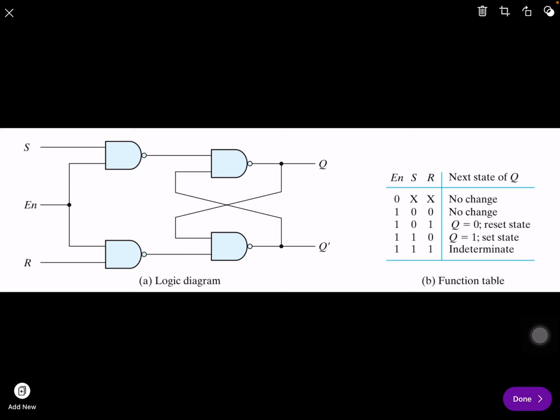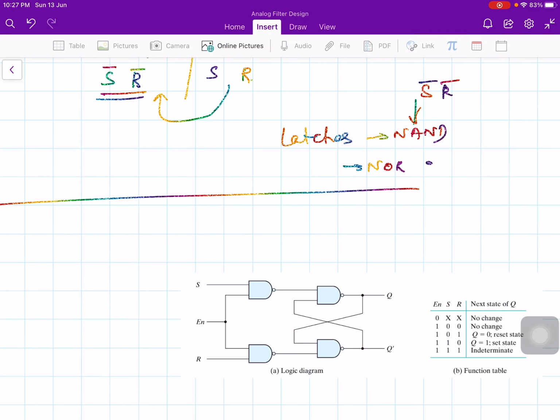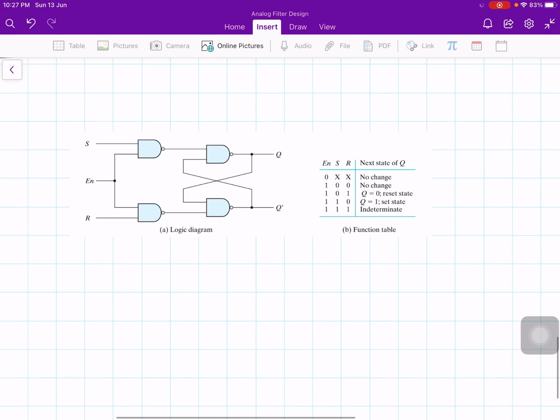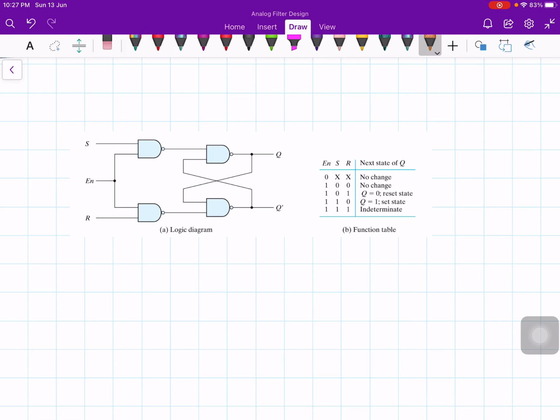Yes, this one. Now we are going to analyze this. So how one can make sure that forbidden state is overcome. With the help of enable input, let me take. Now the operation of the basic SR latch can be modified by providing an additional input. That additional input is called enable. Here EN stands for enable.